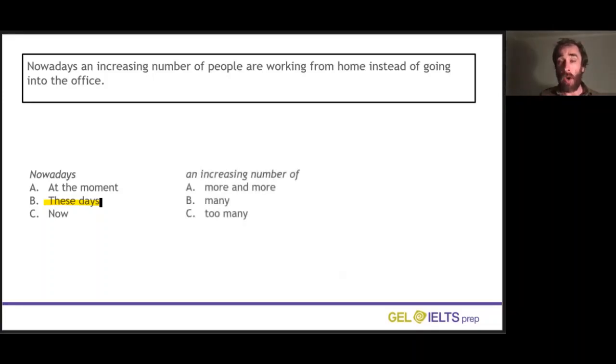An increasing number of. Which of these expressions is a synonym of an increasing number of? A, B, or C? Look at the next question below this video and choose the correct option. A synonym of an increasing number of is more and more. So that's the only one that shows that it's going up, it's increasing.